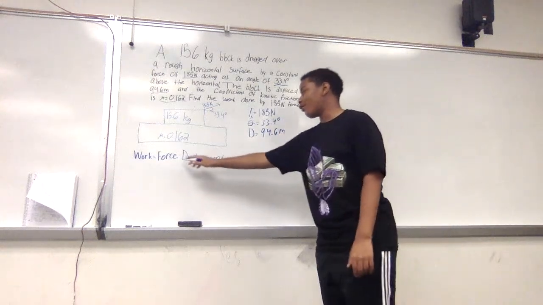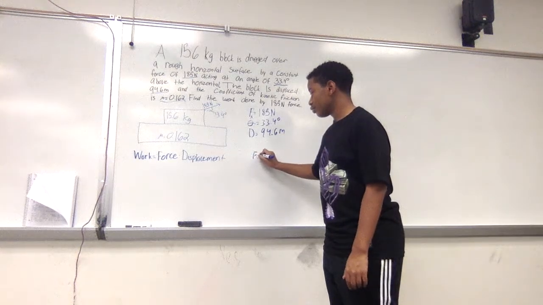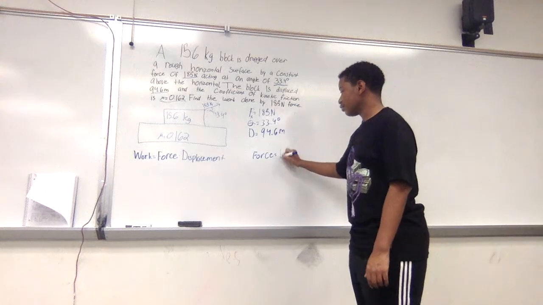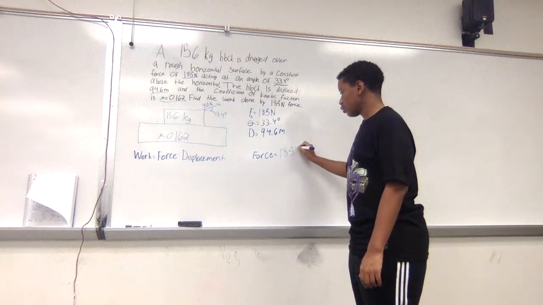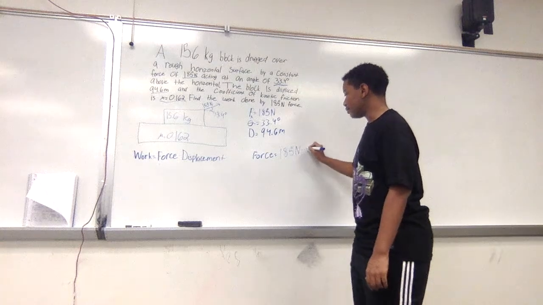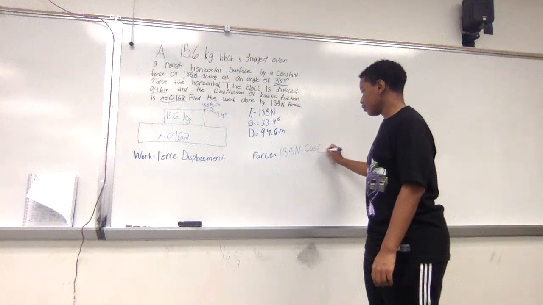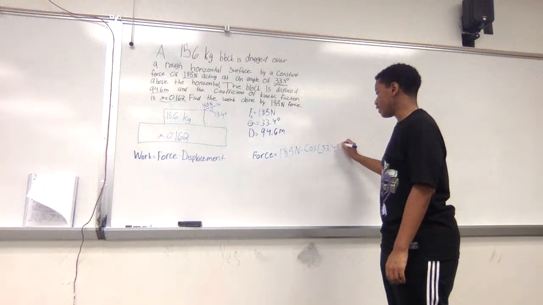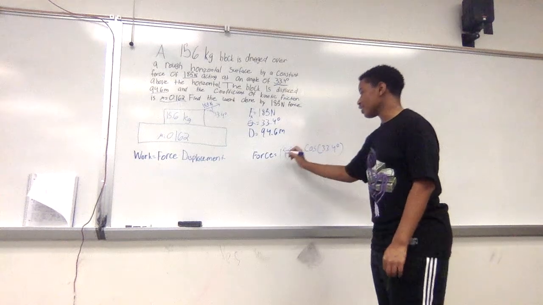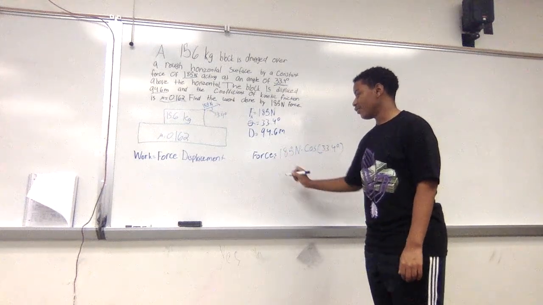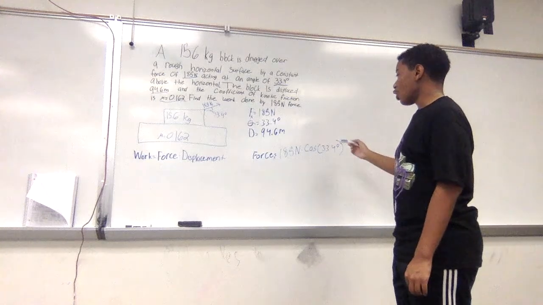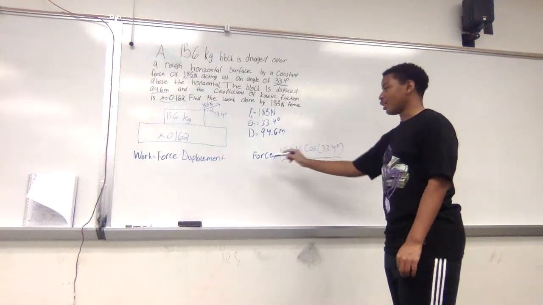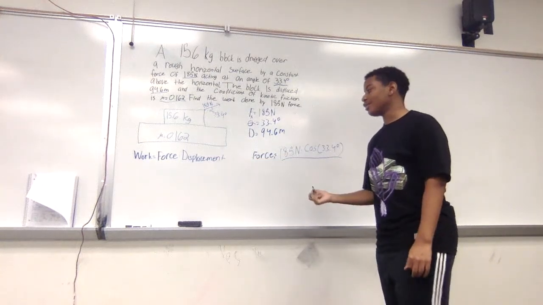But the force would be 185 newtons times cosine 33.4 degrees. And this is the force of x. So in order to find work, you would take this and plug it in with the displacement.